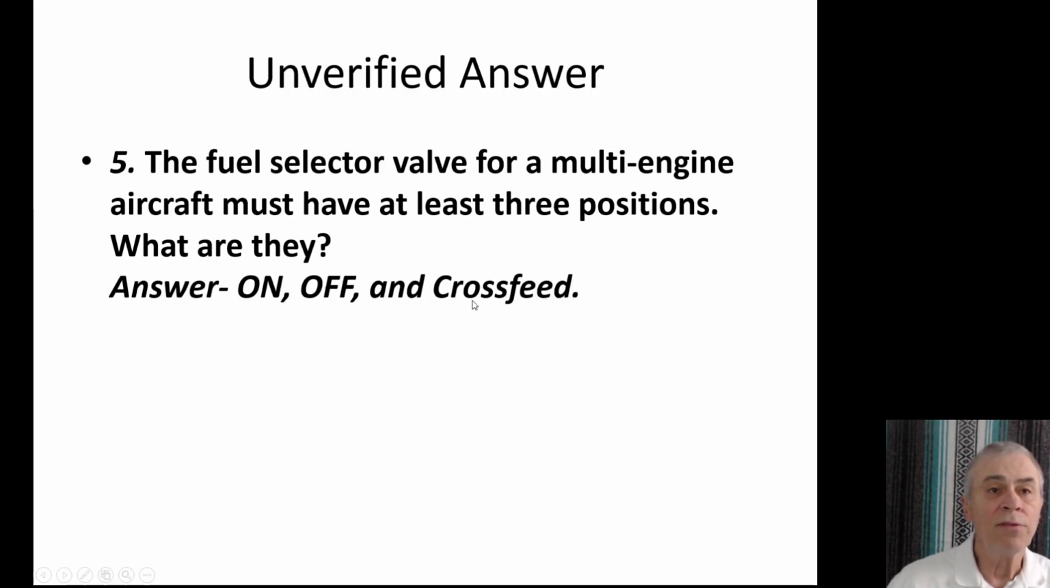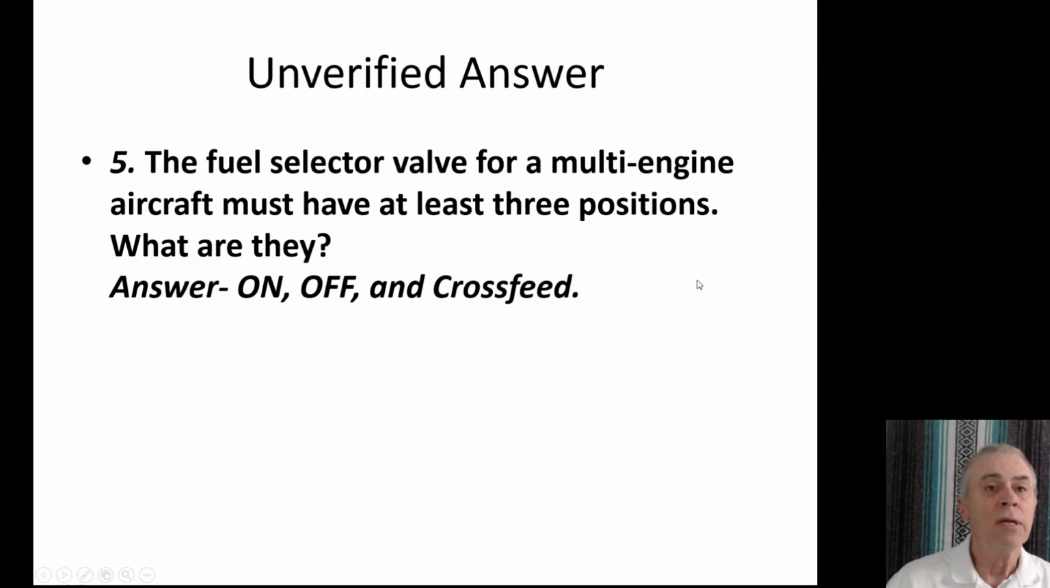And cross-feed is the one that I wasn't sure about. So what's that, on, off, or cross-feed? All right. Unverified answer, okay. I think I found this as an editor's answer, but I've not been able to verify it. I can't show you one that has those 3 positions.